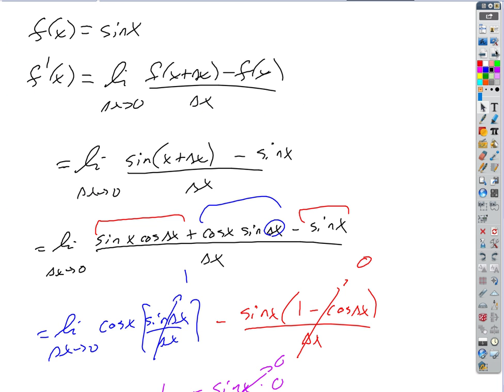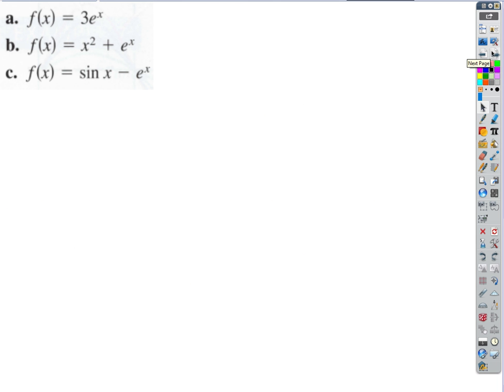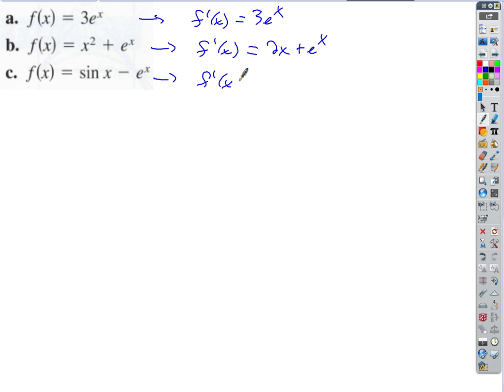Okay, so let's practice with this stuff a little bit. Let's do a couple examples. What if we have f of x equals 3 e to the x? The derivative is stupidly simple. What's the derivative? If we have f of x equals x squared plus e to the x, what's f prime of x? If we have f of x equals sine x minus e to the x, what's f prime of x? There you go. Okay. Make sense?